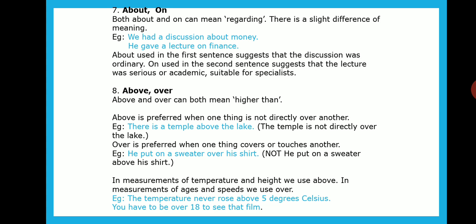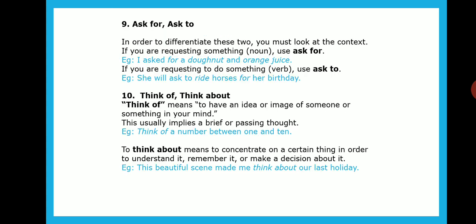He put on a sweater over his shirt. So he is directly putting it on top of the shirt. So he put on a sweater over his shirt. You can read the other examples as well.